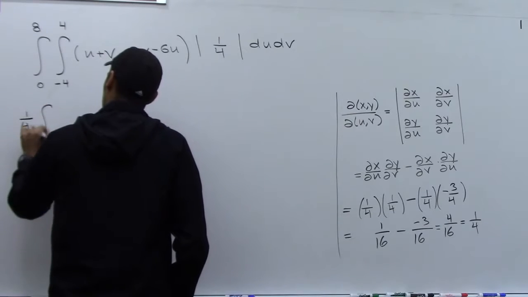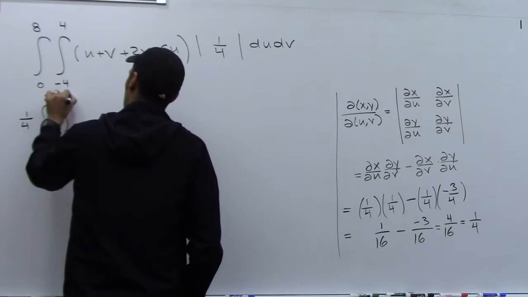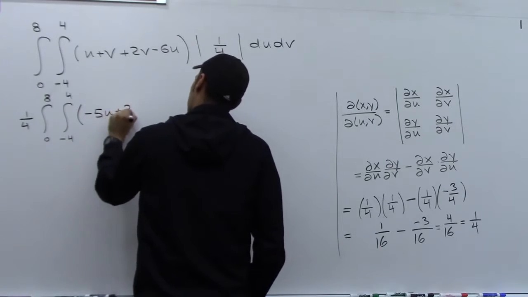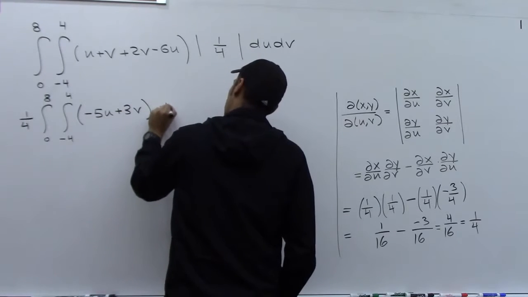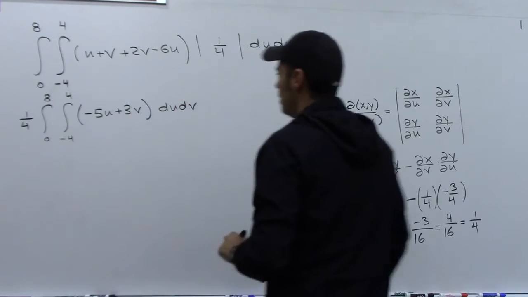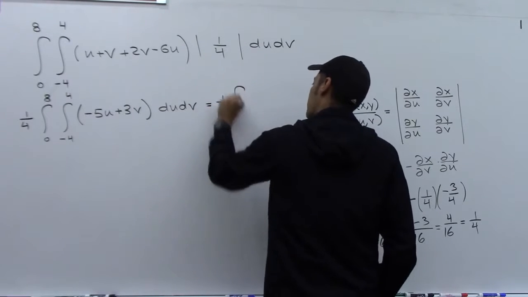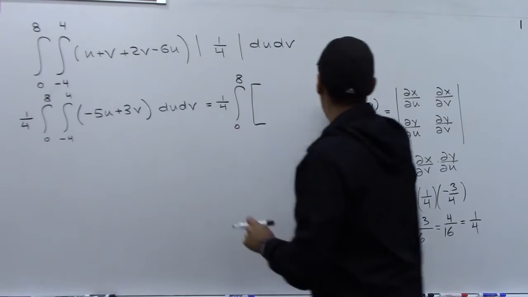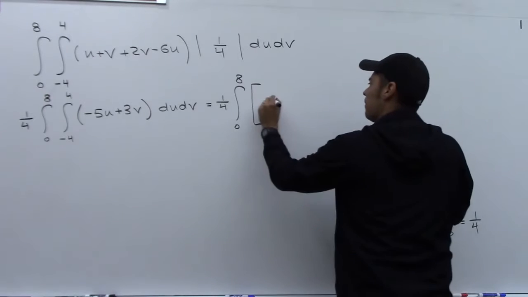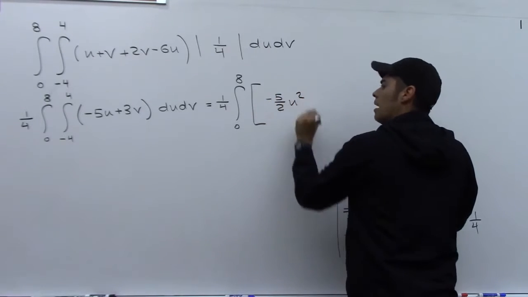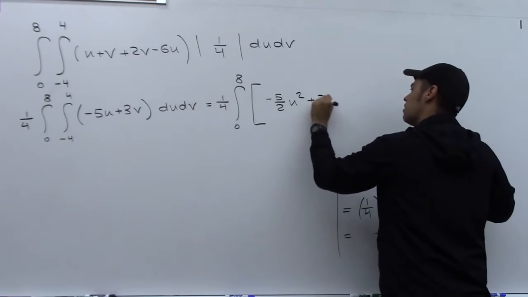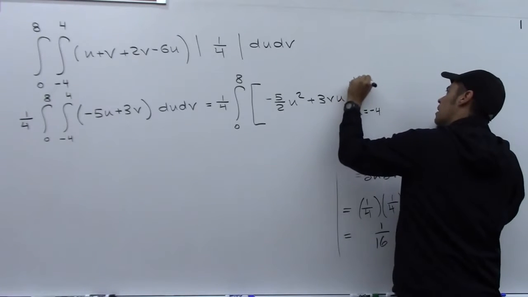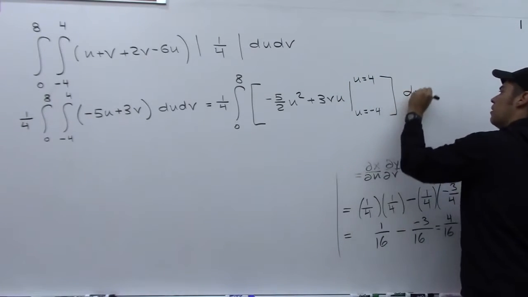1/4 integral 0 to 8, integral -4 to 4. Let's see, u's I have negative 5u, v's I have 3v. I'm going with respect to u, then v. So let's take the antiderivative of the inside with respect to u. So you're going to get negative 5 halves u squared, and then the antiderivative of this with respect to u is plus 3vu. Evaluating from u equals negative 4 to u equals positive 4. Then I'll integrate with respect to v.